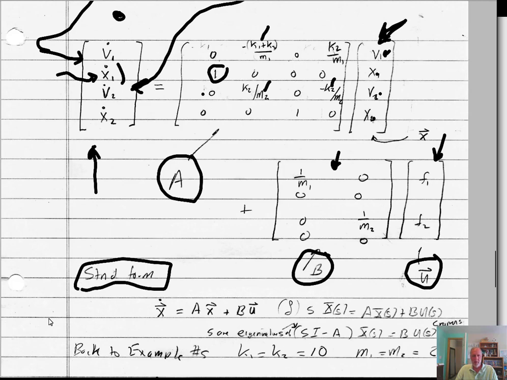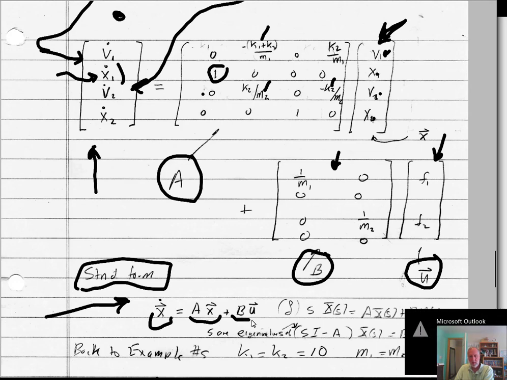This is called state space form right here, that you have a vector. We're going to call it x now. It's a state vector. So on the left side you have each state derivative, and on the right side you have an A matrix times the states x, and the B matrix times the f's, which are in this U vector here.